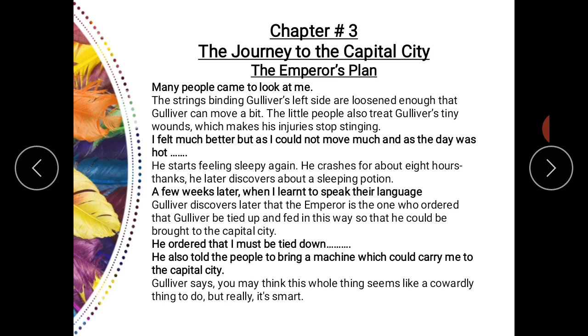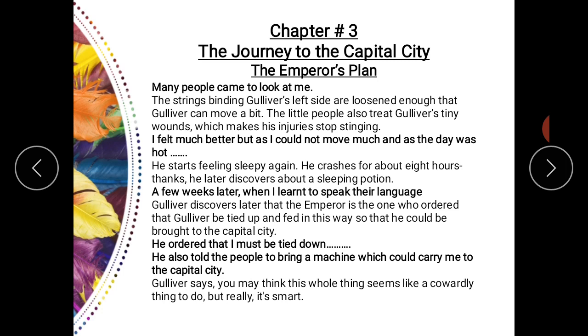Later he discovers that it was not because he was tired, it was not because of the hot day, it was all because of the sleeping potion that was added to his drink. A few weeks later, when I learned to speak their language, Gulliver discovers that the emperor is the one who ordered that Gulliver should be tied up and fed in this way so that he could be brought to the capital city.